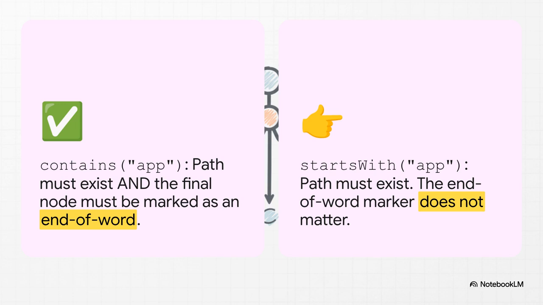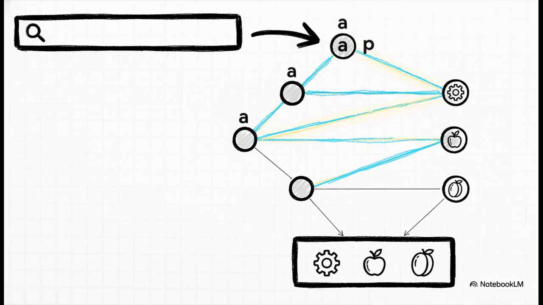But what if we ask, does any word start with app? Well, then all we have to do is find that path. We don't care about the marker at all. As long as the path exists, the answer is true. And just like that, we're right back where we started. Autocomplete is nothing more than a starts with search followed by a little bit of exploration. When you type AP, the system zips down the tree to the node for that prefix.